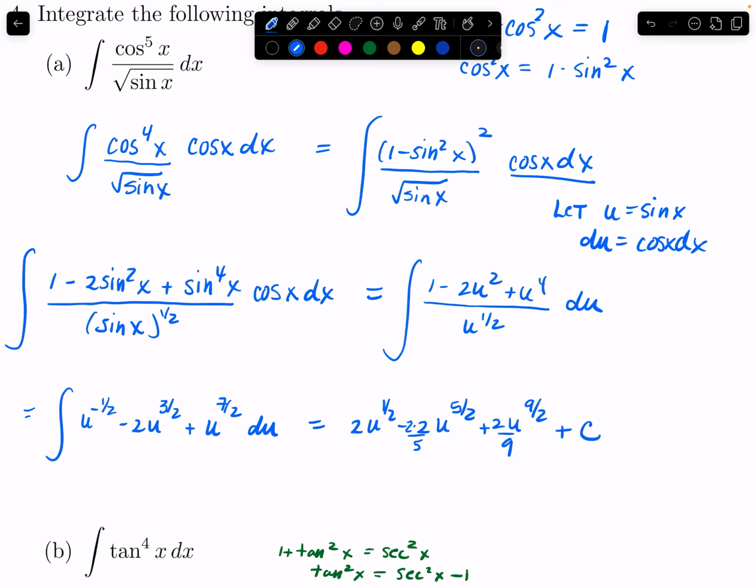And let's clean it up a little bit and replace our u with our original. So 2 sine x, I'll write it this way, to the 1/2, minus 4/5 sine of x to the 5/2, plus 2/9 sine of x to the 9/2, plus c. Not too bad.